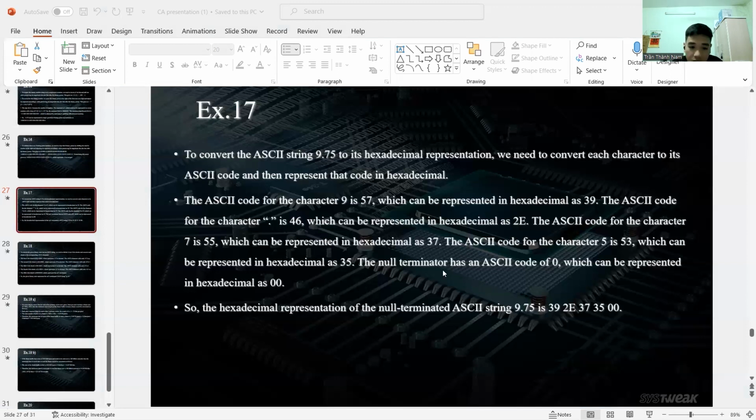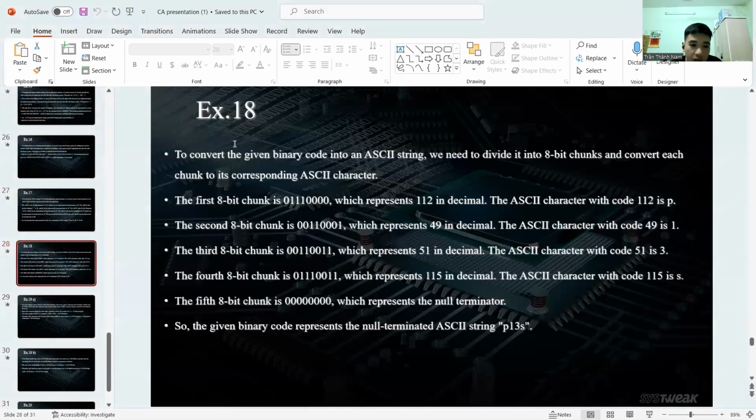So the hexadecimal representation of the null-terminated ASCII string 9.75 is 39 2e 37 35 00. Okay. Moving on to exercise 18.